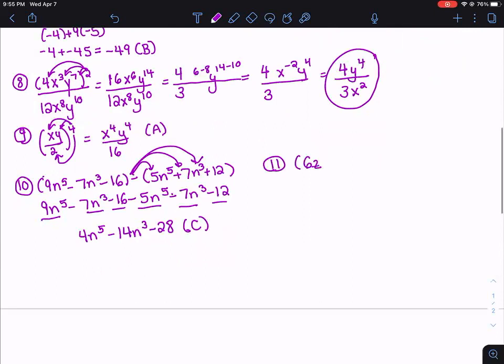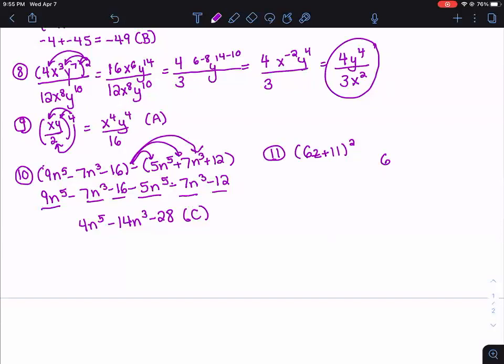This one made me so upset because a few of you made the same error. So guys, a lot of you did this. You just squared this, and then you did this, and that's wrong. Big no-no. This will always come up on the final.